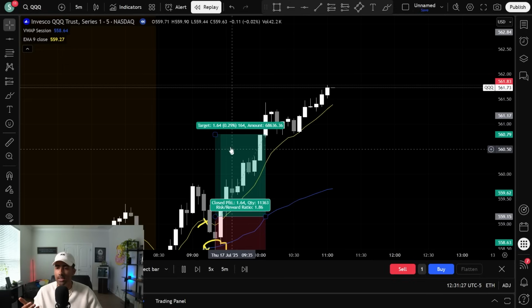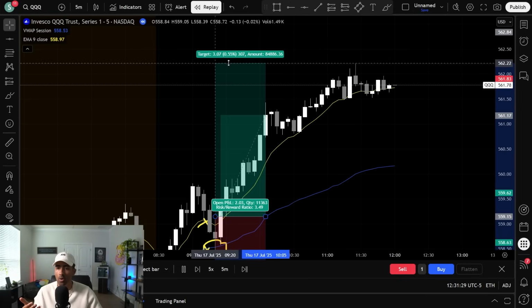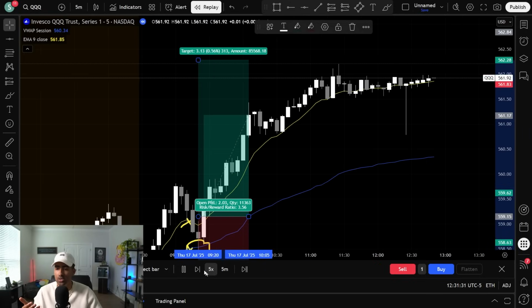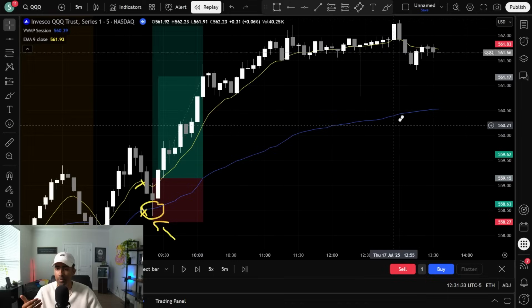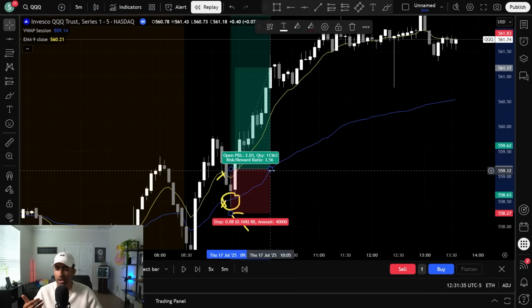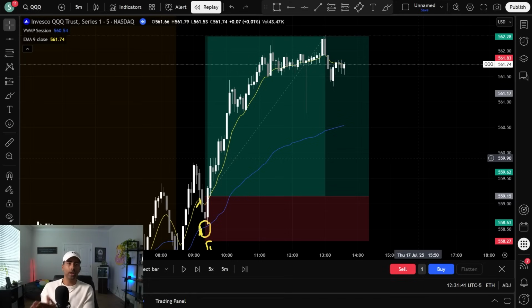As you can see, this ends up continuing and continuing all the way up until 562, where we start to have a trend flip. So here at this point, we're at a 4-to-1 risk to reward trade. This strategy is so insanely simple. It's just the same thing over and over again every single day.